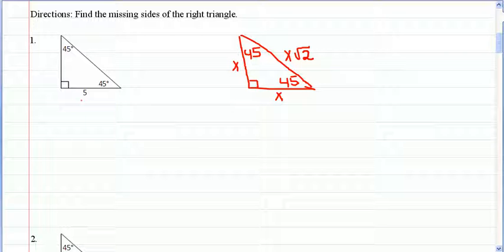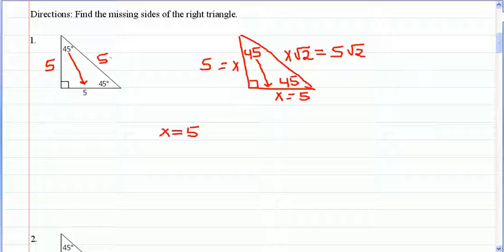So if I look at what's given, this number 5 is across from 45 degrees. So across from this 45 degrees is x. So that means that x is equal to 5. So once you identify the x, all of the x's in the reference triangle get replaced with 5. So this side is 5 root 2. This side is 5, that was given, and this side is 5. So the missing sides of the right triangle are 5, 5, and 5 root 2.